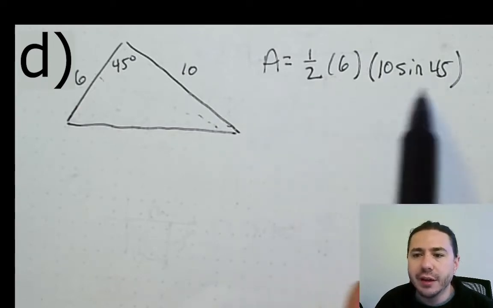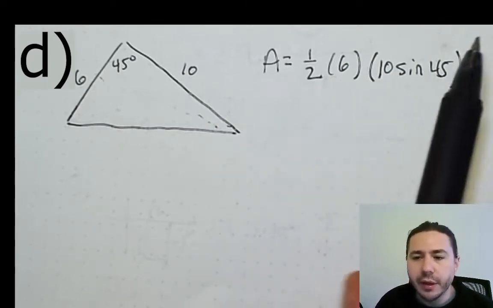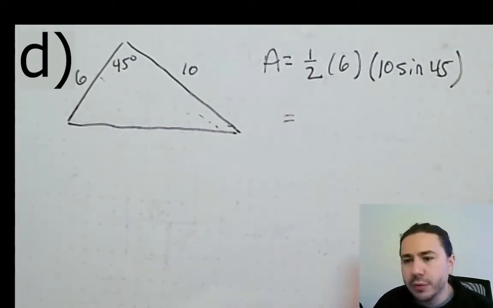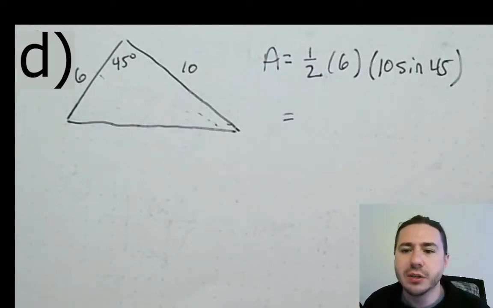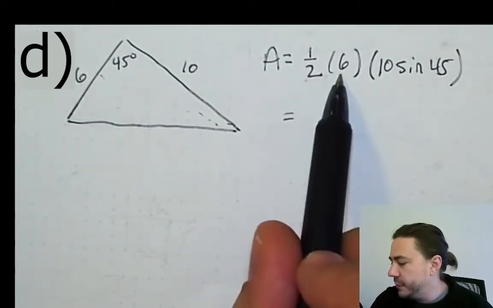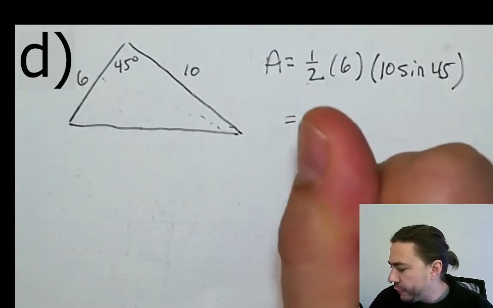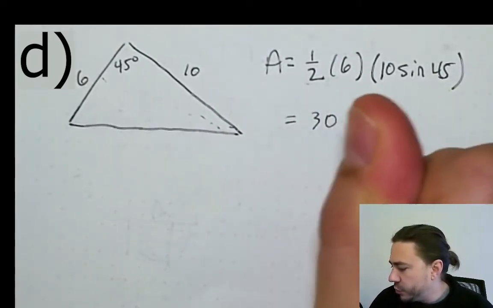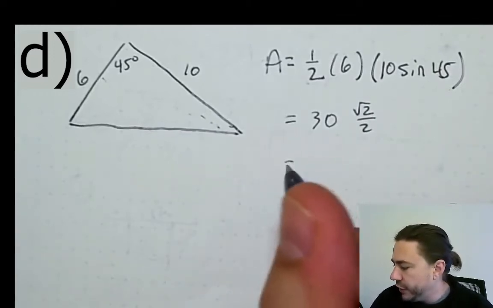We could definitely get an exact answer here, and it would be like something root 2 over something. Oh, well, you know what? Let's go ahead and find out what the exact value would be, and then we can find the estimate too. It doesn't hurt to do both. So we have 1/2 times 6 would be 3. 3 times 10 is 30. So we have 30 times root 2 over 2, sine 45. So 30 divided by 2 would be 15.